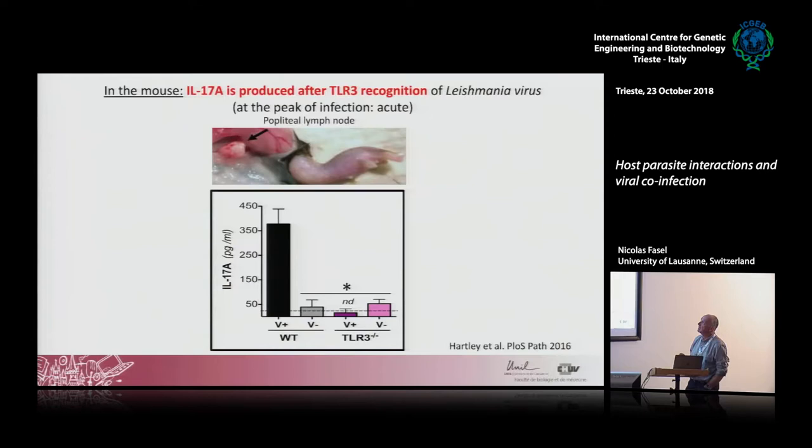The first thing that we did, among different things, was looking at production of interleukin 17A in the popliteal lymph nodes. When the virus is present in wild-type mice, V+, there is a lot of interleukin 17A; V-, low level of interleukin 17A. It depends on toll-like receptor 3. As I told you, the virus activates toll-like receptor 3, so if you take a mouse which is knockout for toll-like receptor 3, you don't have production of interleukin 17A.